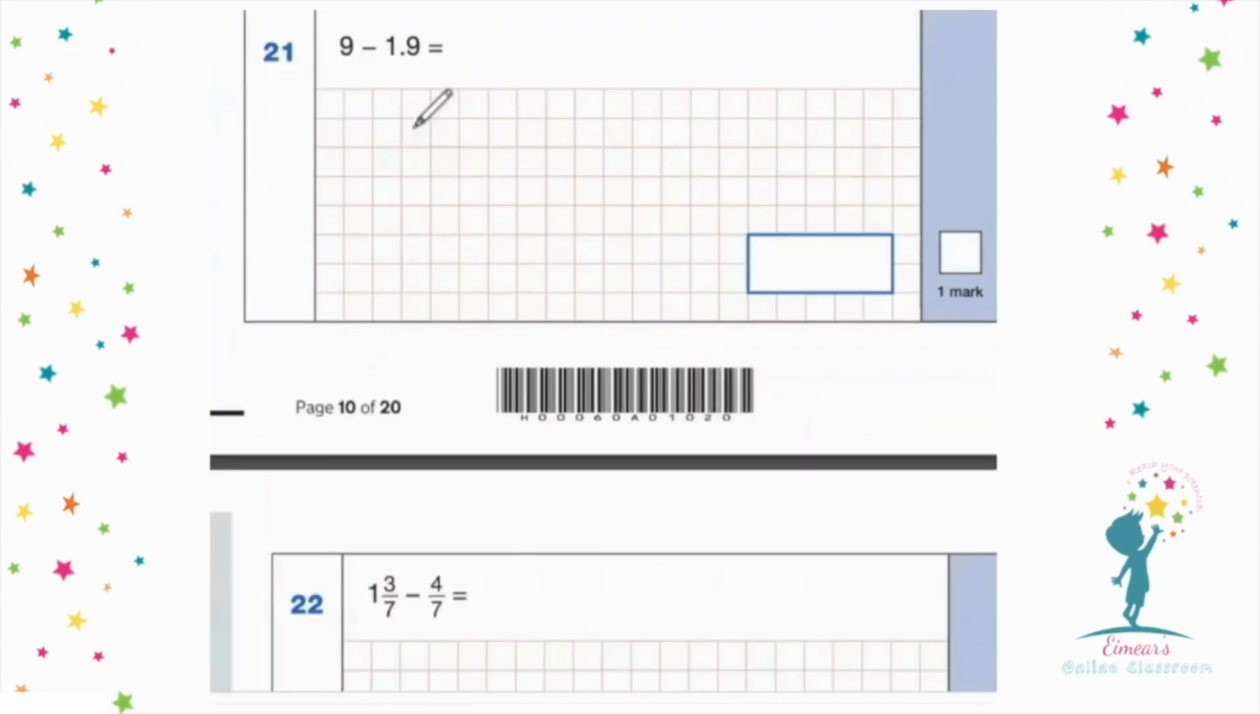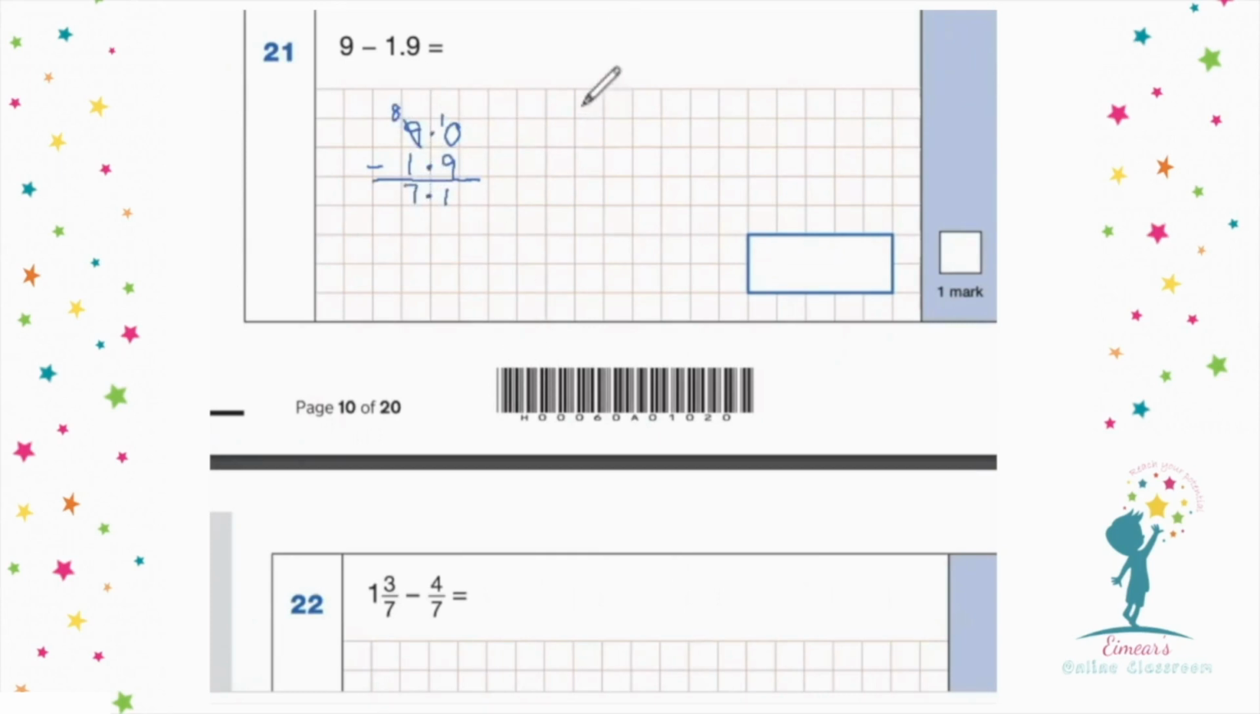Question 21 is 9 minus 1.9. So the best way to do this is to add a 0 next to the 9. So 9 away from 0 we cannot do. I'm going to go to the next column and do some exchanging. We have 10 minus 9 is 1. Place our decimal in. 8 minus 1 is 7.